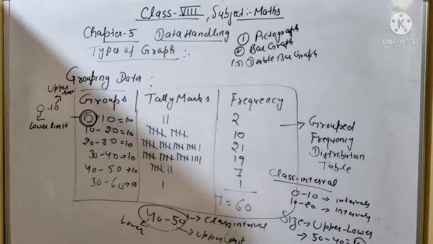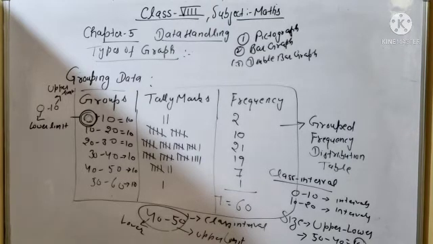So what are the intervals? When you are writing the data in groups, these individual groups are called the class interval. For example, 0 to 10, 10 to 20, 20 to 30, these are the intervals. In these intervals, the first number will always be the lower limit and the second number will be the upper limit. The size of any class interval is upper limit minus lower limit: 10 minus 0 is 10, 20 minus 10 is 10, 30 minus 20 is 10, 40 minus 30 is 10. So here the size of each class interval is 10.